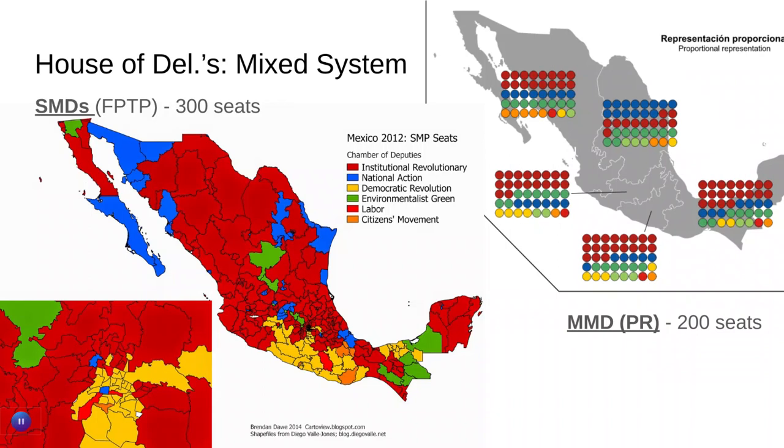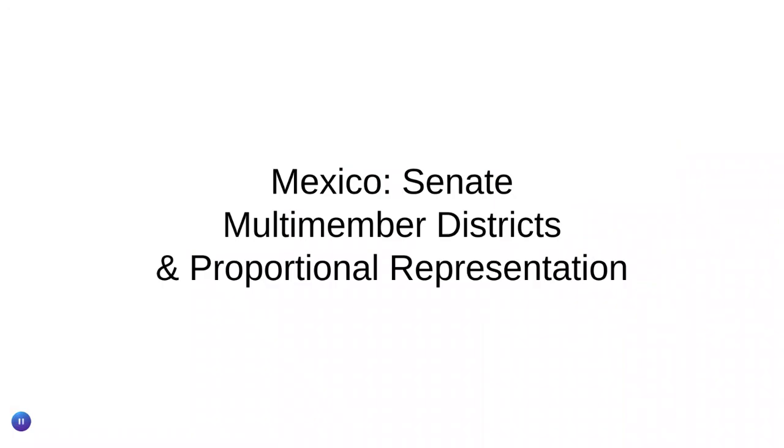And here's what the two look like together. All 500 delegates of the Mexican Congress: 300 chosen in the single-member districts, 200 chosen in this nationwide at-large proportional representation system. So Mexico's system is a little complex because the Senate doesn't have single-member districts, it has multi-member districts. And both chambers, the Senate and the House of Delegates, use proportional representation as well.